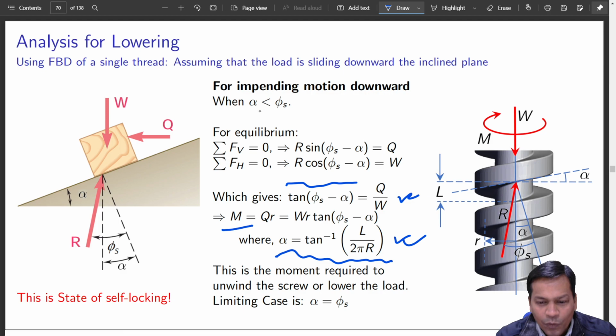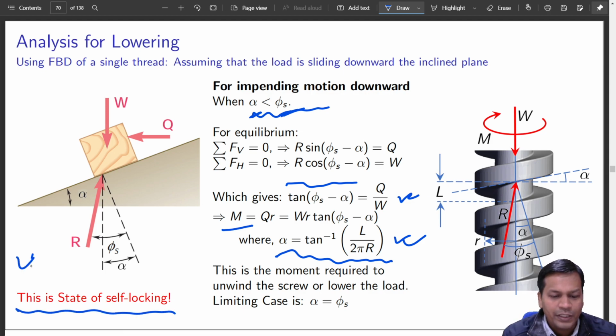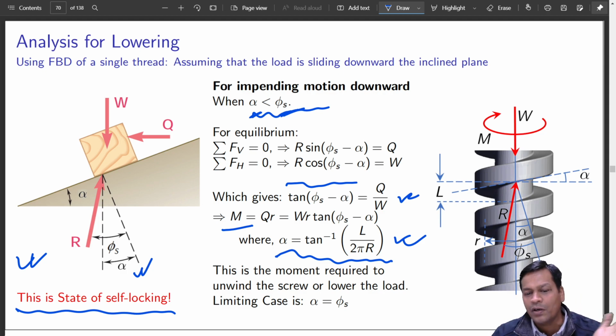Limiting case is when alpha is just about to slip. That is the limiting case. If alpha is greater than that, it is not a self-locking thread, then it will automatically unwind. So in order to be in a self-locking region, this alpha should be less than this angle. So this is the state of self-locking. Once it is tightened, it cannot unwind itself, because psi s is greater than alpha. So this is the condition for self-locking of any thread.